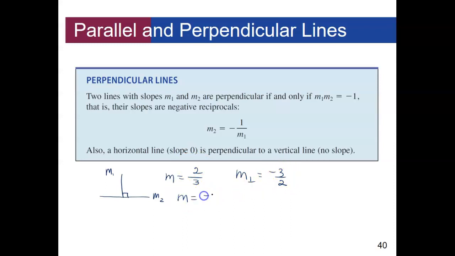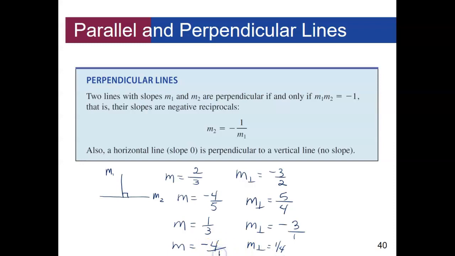If I have a slope of -4/5, then the perpendicular slope to that is going to be +5/4. If I have a slope of 1/3, then the perpendicular slope is going to be -3 or -3/1. If I have a slope of -4, then the perpendicular slope is going to be +1/4, because this is over 1. So if I flip that and change the sign, then I get +1/4.